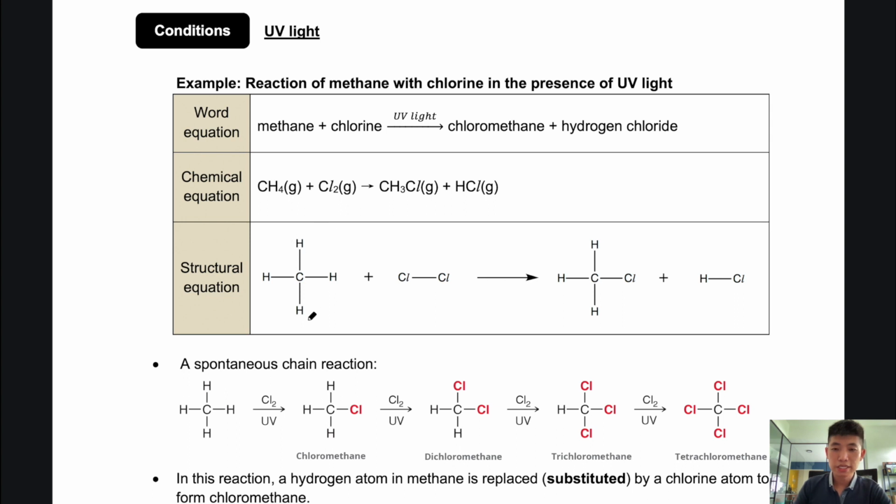Okay, so this is methane. This is chlorine. Remember, chlorine is diatomic. So with UV light, what will happen is this bond will break, and you will release chlorine atoms. This chlorine atom has 7 valence electrons, correct? And it wants to gain 1 more to have a fully filled valence shell.